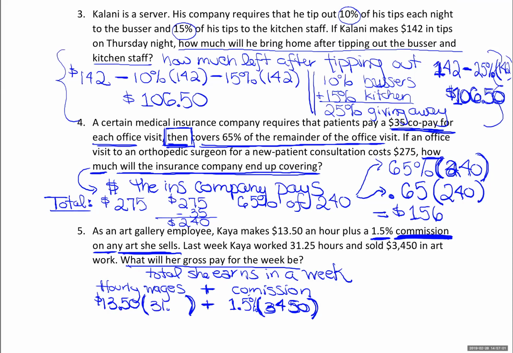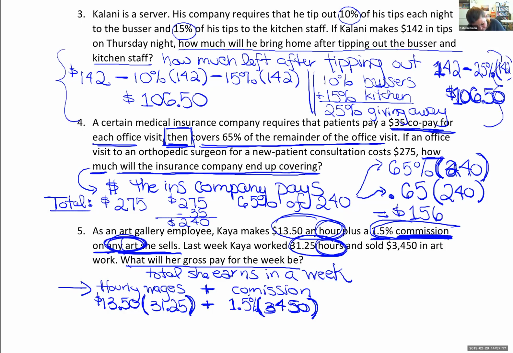31.25. And we can see that her hourly wage, see that word hour, is multiplying with her hours over here. And her commission, which we said was on art, is multiplying with the sales of art. See how I can use those units to help guide me? Okay, so let's do that work.